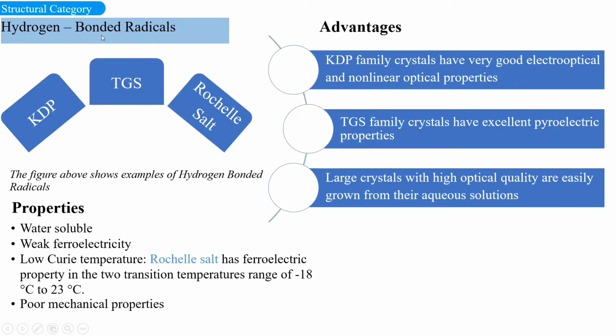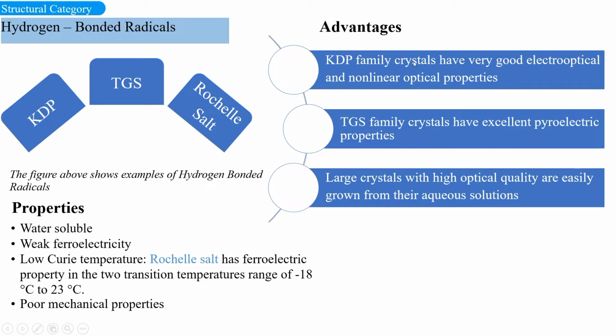As for the hydrogen bonded radical structural category, we have three different main examples, which are KDP, TGS, and Rochelle salt. Mainly they have properties whereby they are soluble in water, but they have weak ferroelectricity and low Curie points, where Rochelle salt has two Curie temperatures at negative 18 degrees Celsius and 23 degrees Celsius. They are also known for having poor mechanical properties.